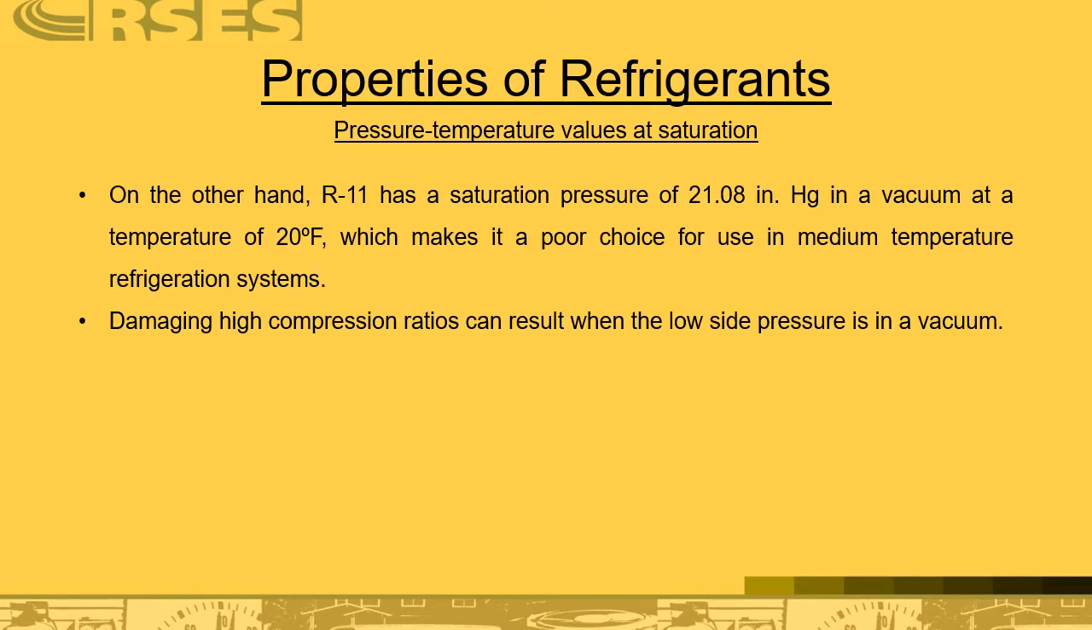On the other hand, R11, which has a saturation pressure of 21.08 inches of vacuum at a temperature of 20 degrees Fahrenheit, makes it a poor choice for use in a medium temperature refrigeration system. Damaging high compression ratios can result when the low side pressure is in a vacuum. That's the reason why R11 is restricted to use for centrifugals. And don't forget, R11 is no longer made because it's a CFC refrigerant.